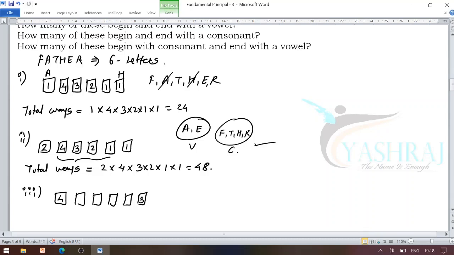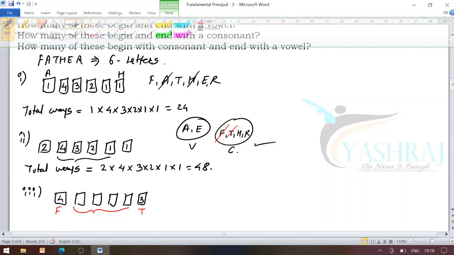So under assumption, let F be filled over the first box, so cross out the F. Of the remaining 3 consonants, any one can be filled over the last place. So under assumption T is filled over the last place, so cross out the T. Now we remain with the 4 letters A, E, H, R, so that can be filled over the middle 4 boxes, that means the second, third, fourth and fifth box. So to fill up the second box we have 2 plus 2 becomes 4 choices, following which to fill up the third box we have 3 choices, following which to fill up the fourth box we have 2 ways, and following which to fill up the fifth box we have only 1 way.